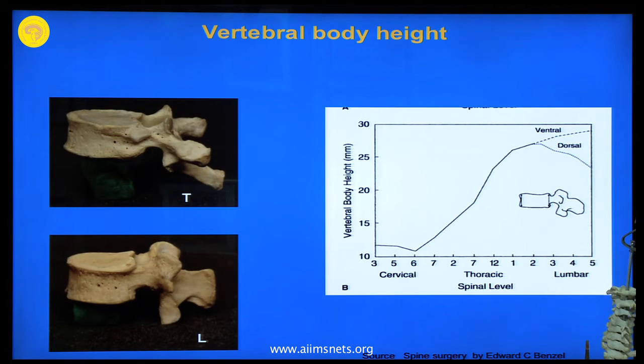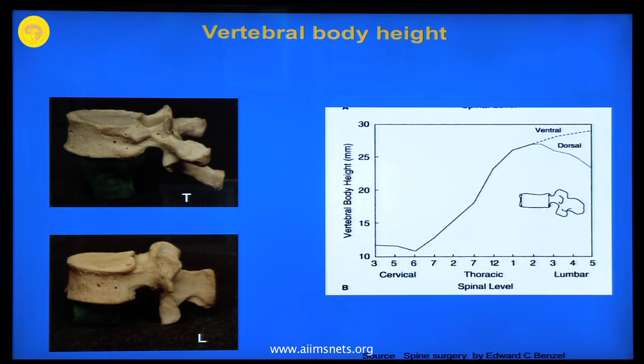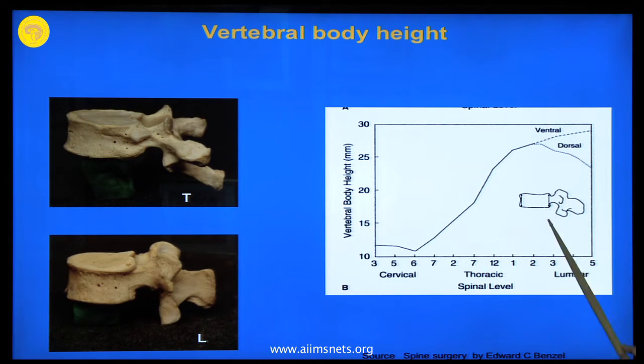The vertebral body height, though the graph shows that there is a slight decrease up to C6, and then there is a steep increase in the ventral heights, and in the lumbar region the dorsal height may decrease. But this graph does not show what I was mentioning, that the dorsal height, as I said, in the thoracic region is slightly more, which adds to the normal kyphotic curve, and here the dorsal height being less adds to the lordotic curve of the lumbar region.